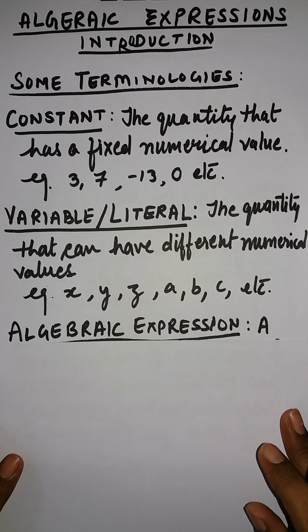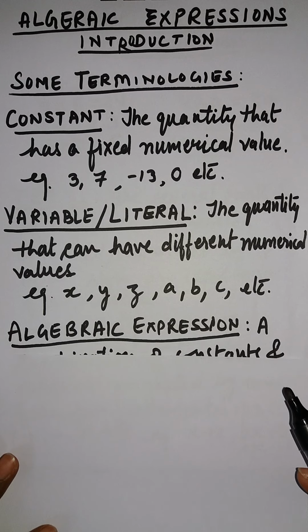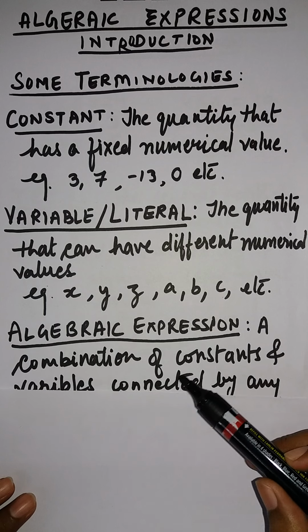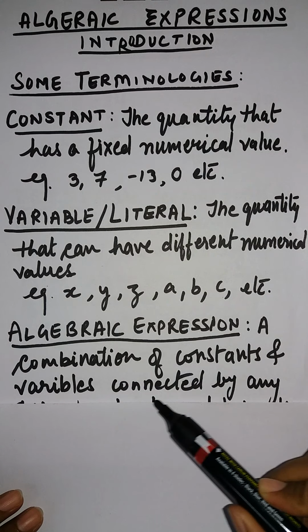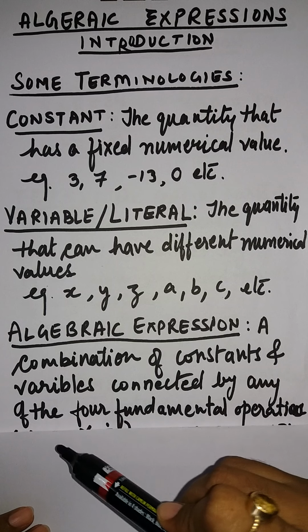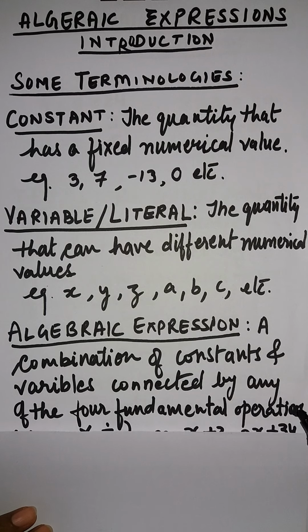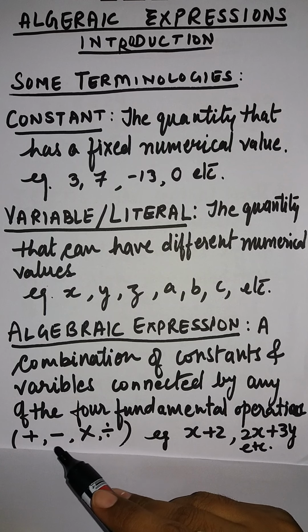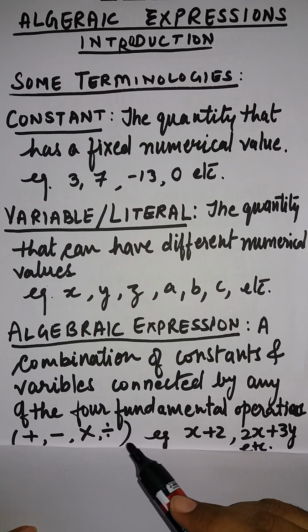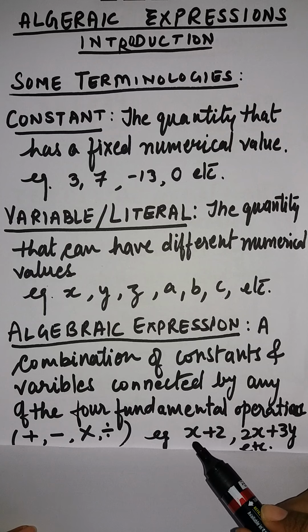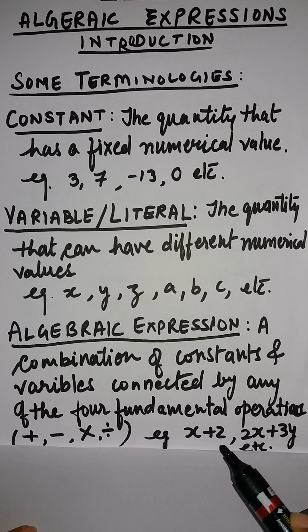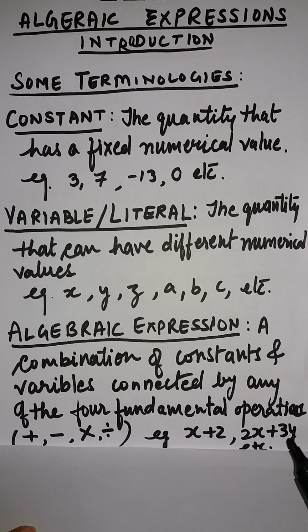Now, what is an algebraic expression? An algebraic expression is a combination of constants and variables connected by any of the four fundamental operations: plus, minus, multiplication, division, etc. For example, x plus 2 is an algebraic expression. 2x plus 3y is also an algebraic expression.